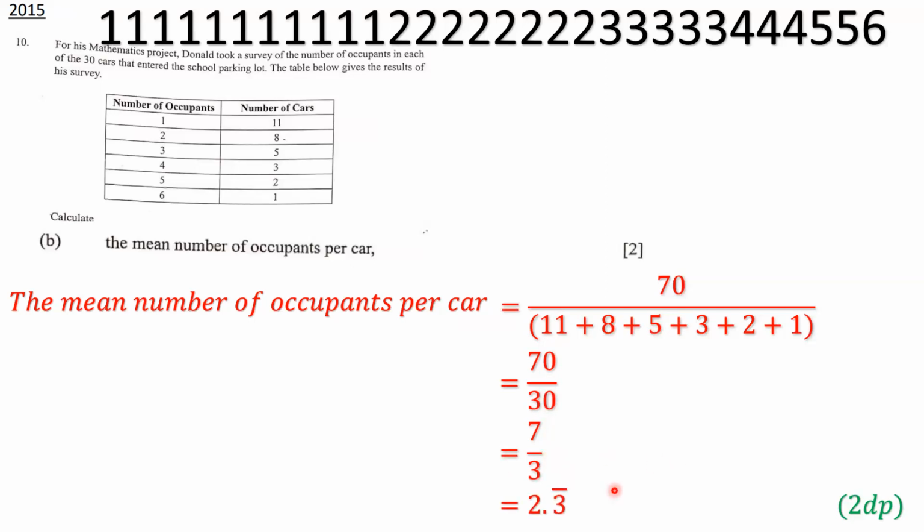This is not the 2 decimal point. I just put it in a form that indicates that the 3 is recurring. So we don't need this right now. Okay, let's move on to the next part.